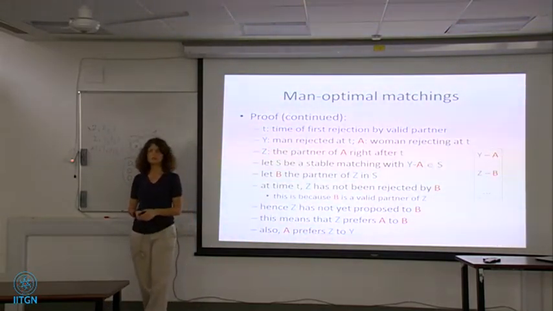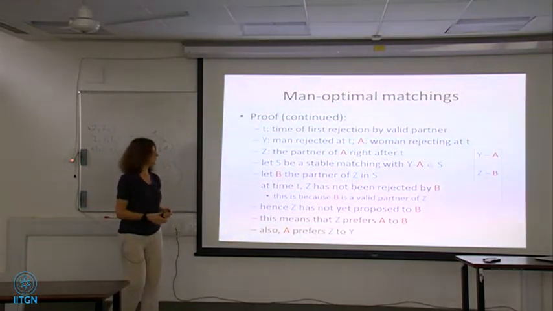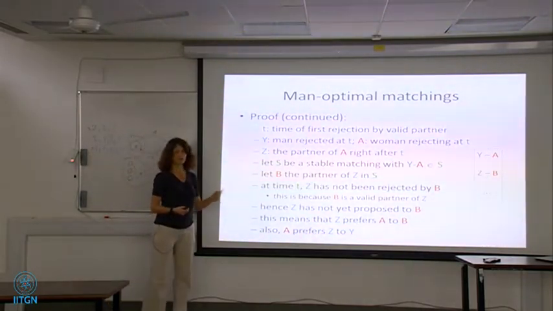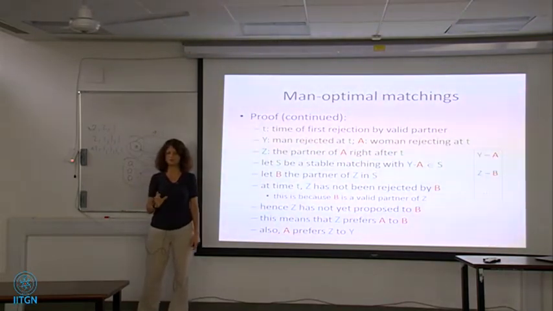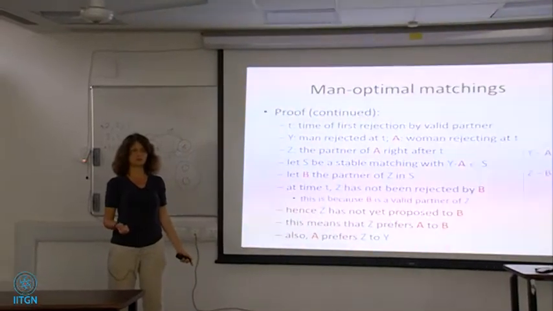Right, he couldn't be rejected by B at that point because B is his valid partner. Rejections by valid partners is something that hasn't happened in our universe at some point. So B is his valid partner, hasn't been rejected by B, and he is not together with B. So therefore it means that he hasn't proposed to B. He is together with someone else, and he hasn't been rejected by B, so therefore he hasn't proposed to her.